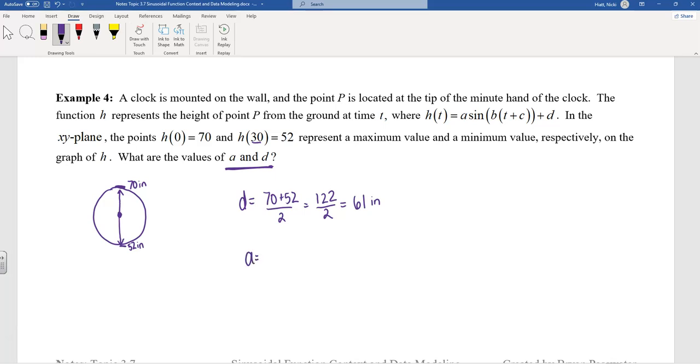How could I find the amplitude for this one? Okay, say that again, Will. From 61 to 70. So if I do 70 minus 61, I will get 9 inches. So I'll get A is 9, D is 61. I also could have done 61 minus 52. I could have subtracted 70 minus 52, I'd get 18, and take half of it, right? Those are all options here.